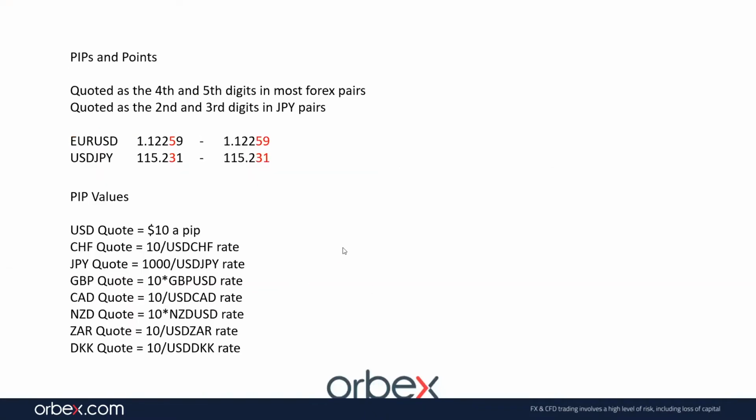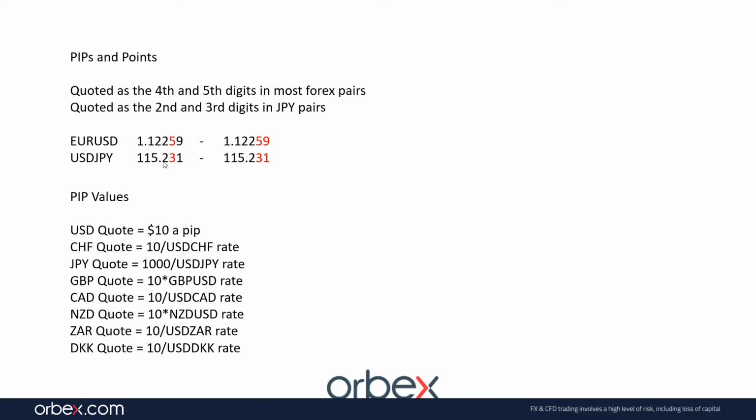The next slide, just to go into pips and points. The pip is quoted as the fourth digit, and the point is the fifth digit in most Forex pairs. In Japanese yen pairs, it's the second and third. So here's just a slight example. Euro dollar, we've got 1, 2, 3, 4 after the decimal point. So this is the pip. We've got 5.9 pips going on here, and in point value, it's 59 points, basically.